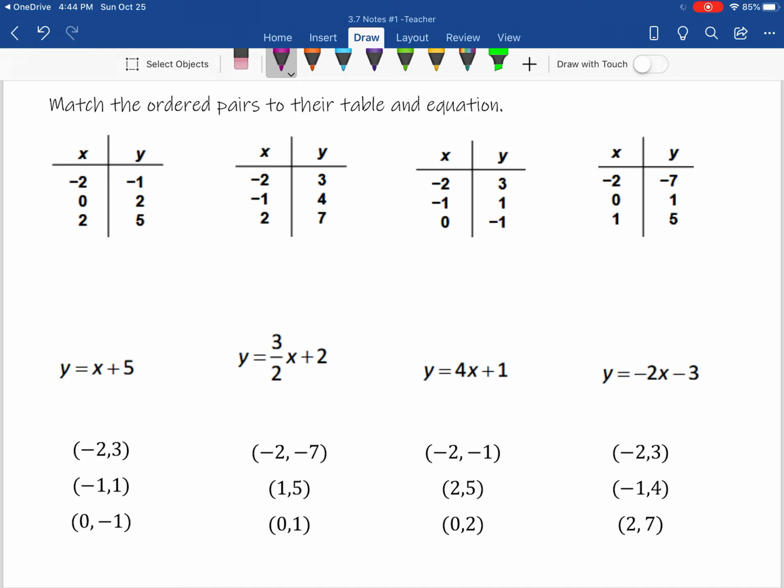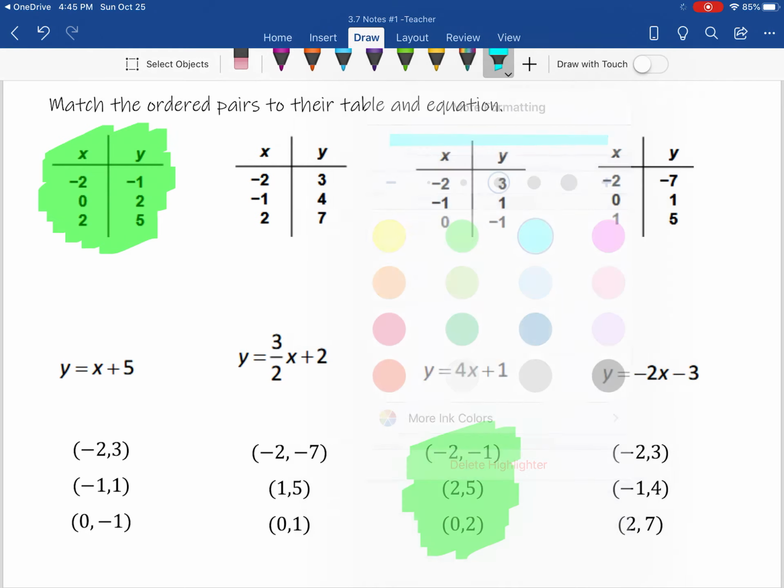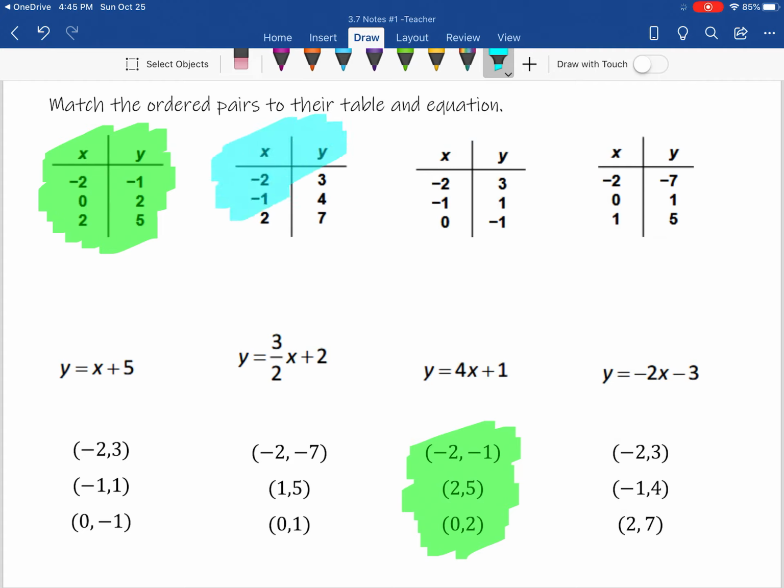So I'm going to use my highlighter. And the first thing I'm going to do is match the table. So if we look at this table, I want to match that to the ordered pairs. So I'm looking for the ordered pairs (-2, -1), (0, 2), and (2, 5). And if you look, we've got it right down here. So those two match together. I'm just going to grab another color highlighter, and I'm going to match my second table with the ordered pairs. So (-2, 3), (-1, 4), (2, 7), and here are those points.